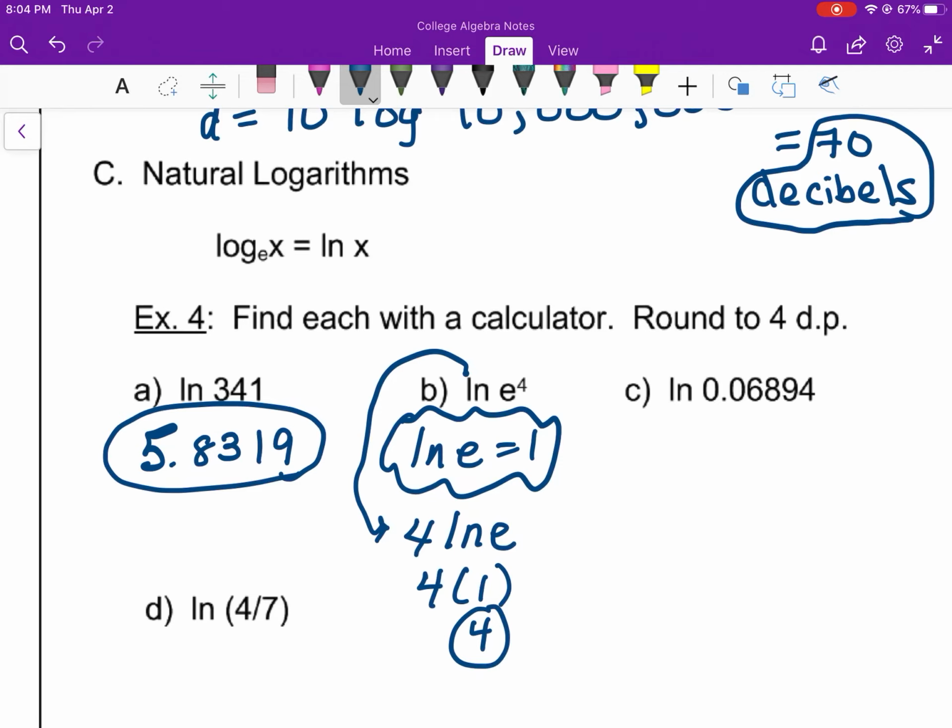If I take the logarithm or the natural log of a decimal that's smaller than 1, I'll get a negative result, and I'm going to see that here in this next example. So negative 2.6745.